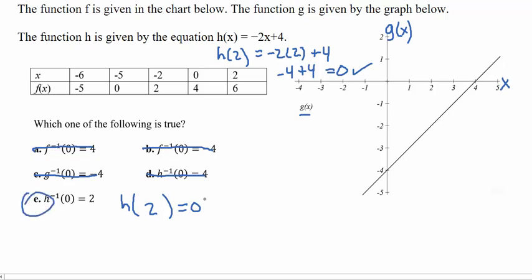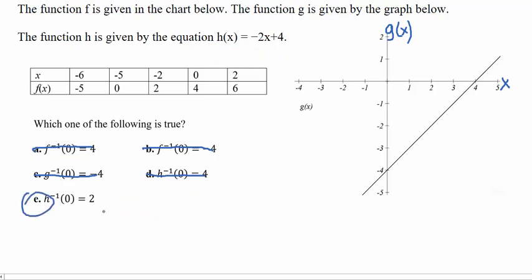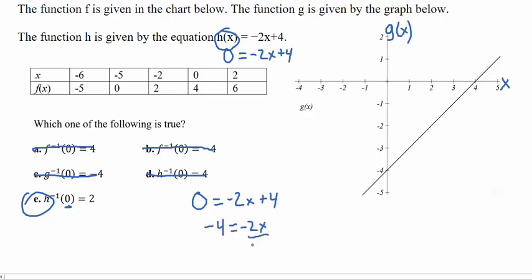If you still want more, the straightforward way to do this problem is to simply say that 0 is the input in h inverse, which means that 0 would be the output of h, so you would replace the output variable of the function, h of x, with 0, and you would solve that equation. If this were not a multiple choice question, this is how you would have to do the problem. So to solve for x, you would simply subtract 4 on both sides, and since the negative 2 is being multiplied, you would divide it over and see that x simplifies down to be the number 2.